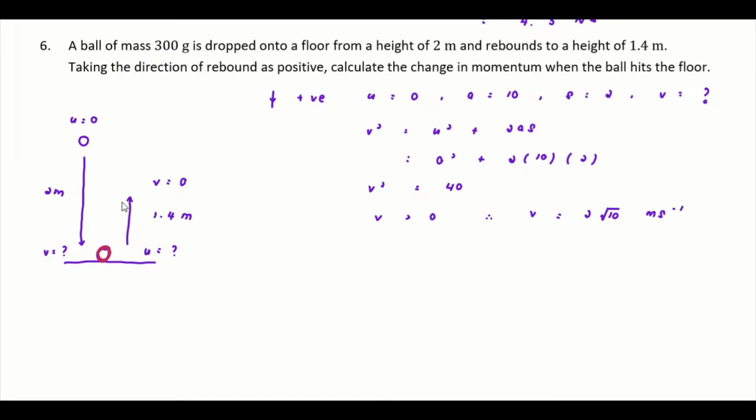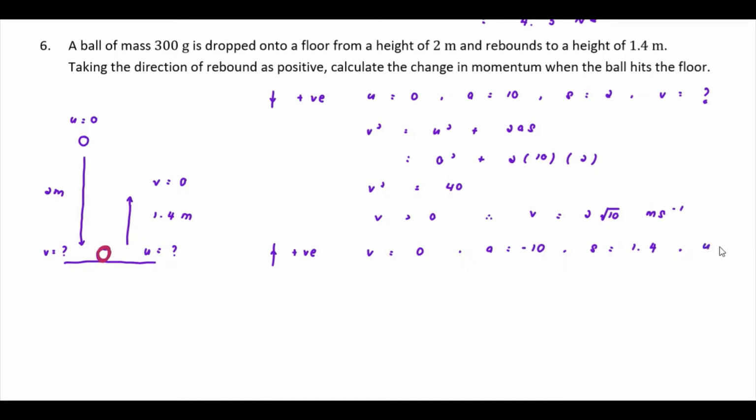Okay, so now let's look at the second stage, going up as positive. It depends on you. If you want to use negative, you also can, and your answer will be the same, but you just need to make sure that you know what you are finding and what sign you are denoting here. So if going up is positive, our final velocity is 0, right? When the ball rebounds and reaches the highest point, the acceleration is going to be negative 10 and the displacement is 1.4. Going up as positive, so no need for negative here.